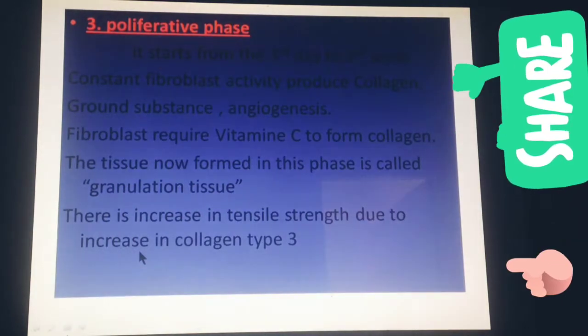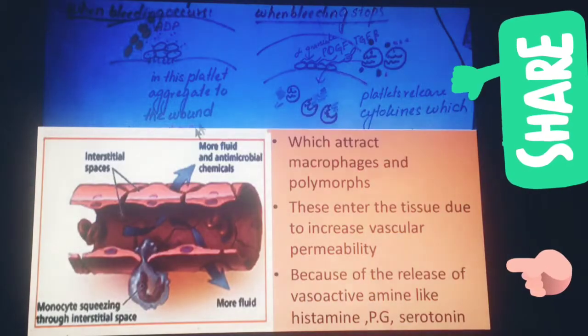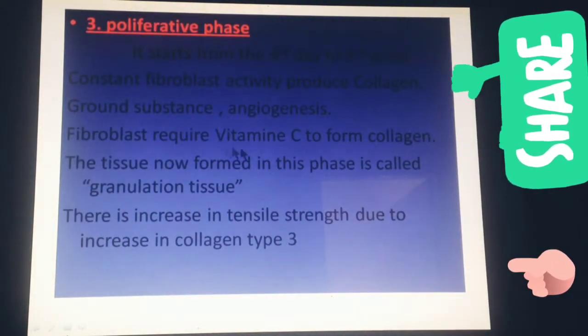The next phase is the proliferative phase that starts from the third day and extends up to the third week. In this, what happens is now in these tissues, the fibroblasts are present. They mature and they help to deposit new collagen and ground substance in order to repair the wounded area. The fibroblasts require vitamin C for this process. Now, when all of these things are deposited in this new tissue that is being formed, this tissue is termed as granulation tissue. The collagen that is being used in this type of tissue is collagen type 3.